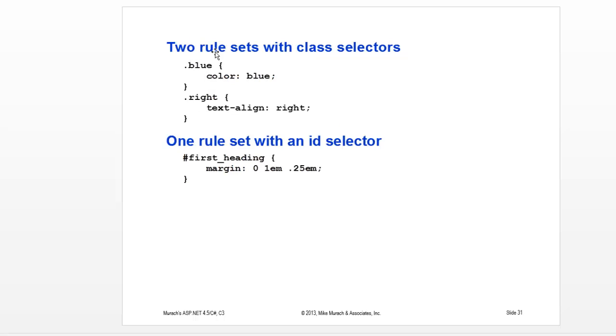Then we have two rule sets with class selectors. So this is a rule set right here. It only has one property changed here, but dot blue sets the color to blue. Dot right sets the text alignment of the line to right. So one of them affects the alignment, the other affects the color.